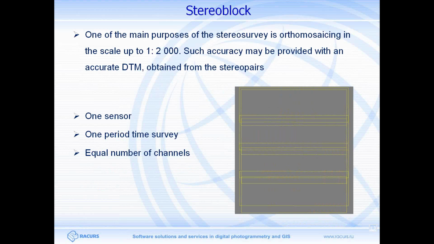Stereo. In this case the output product can be an orthomosaic up to 2000 scale, but that is in very perfect conditions. Usually it's up to 5000, and we also make an accurate DTM, because we have stereo pairs. In this case, of course, we use one sensor, one time, and an equal number of channels of source images. Usually this survey produces stereo pairs from one track, from one orbit.